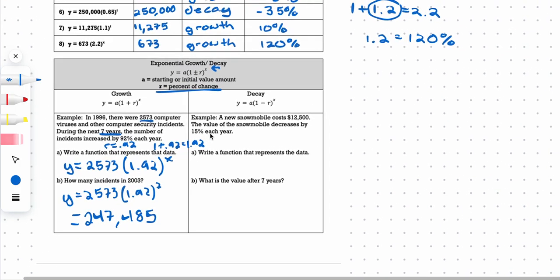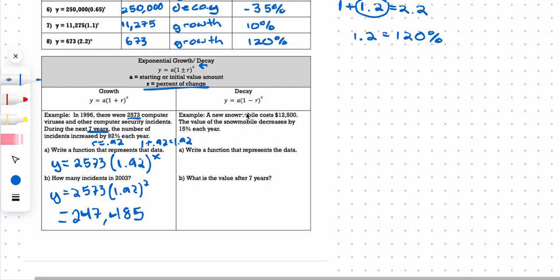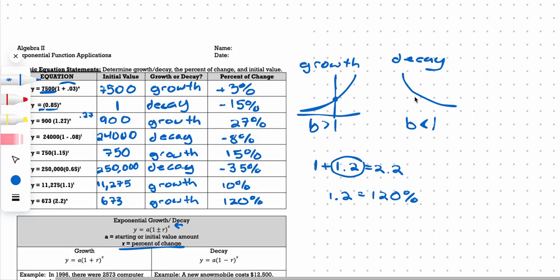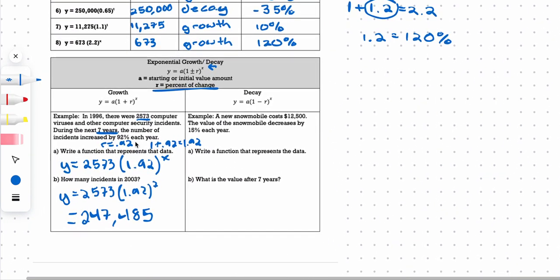Okay, let's move on to this example, which is detailing decay. So in this case, now we're doing 1 minus r. Our b value is going to be less than 1 because it's 1 minus r. So it's going to look something like this. Okay, so a new snowmobile costs $12,500. The value of the snowmobile decreases by 15% each year. So let's write an equation for this. Y equals, what's our a value? What's our initial value? It's just going to be 12,500.